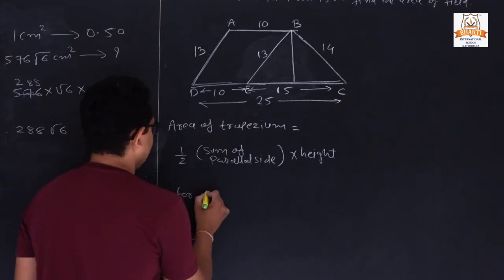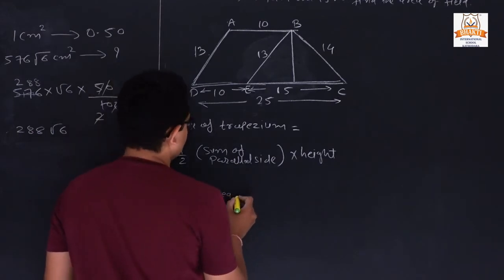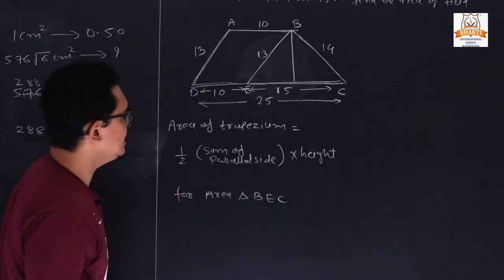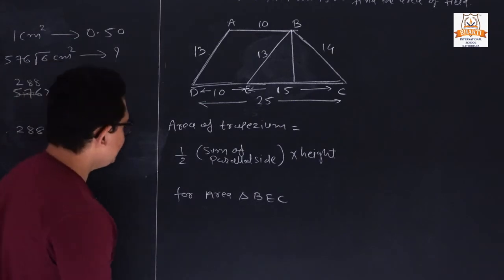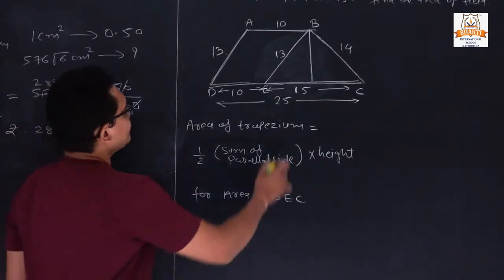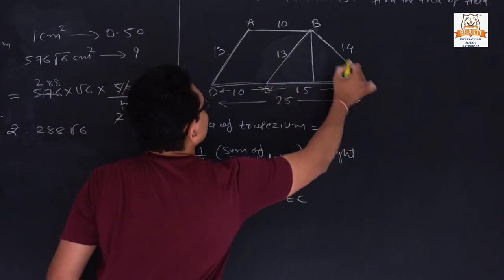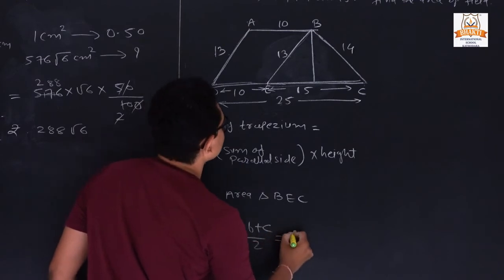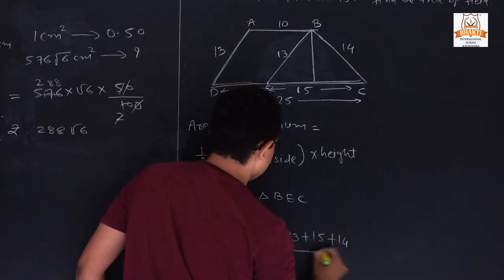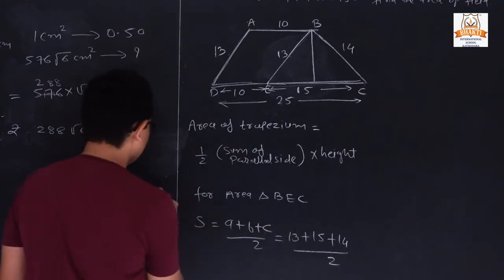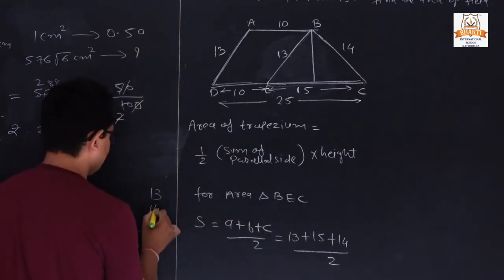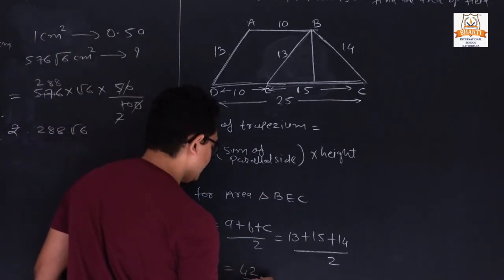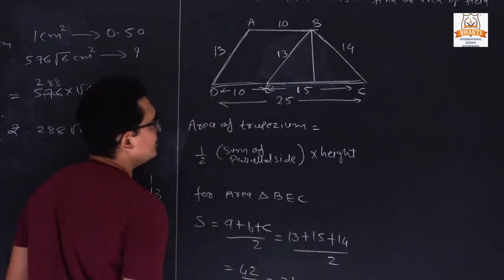So first of all we find the area of triangle BEC. Here we have three sides, 13, 15 and 14. So s is a plus b plus c divided by 2. So 13 plus 15 plus 14 divided by 2. Now the addition of all of these: 13, 14 and 15. 5 plus 4 is 9, 9 plus 3 is 12. So it is 42. 42 divided by 2 is 21.